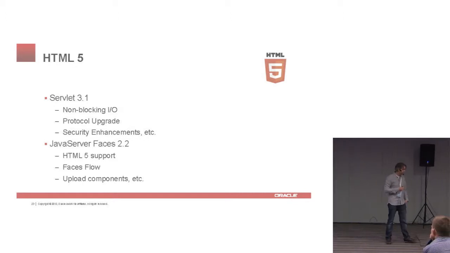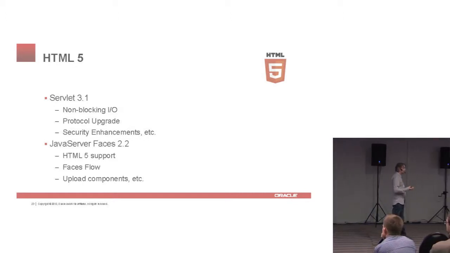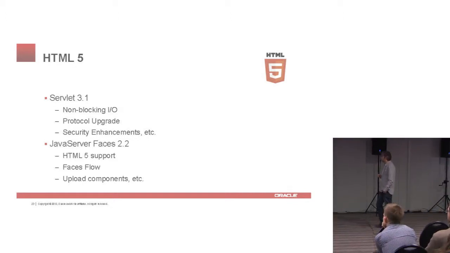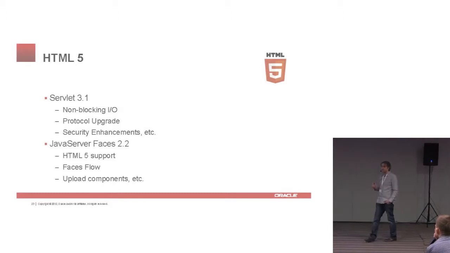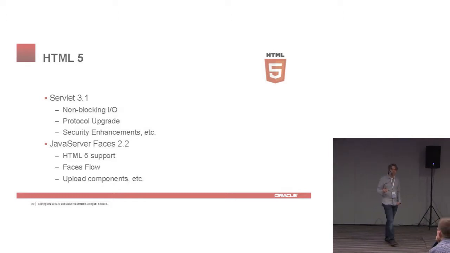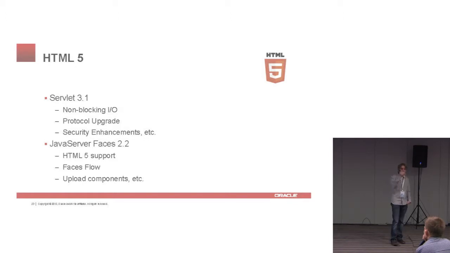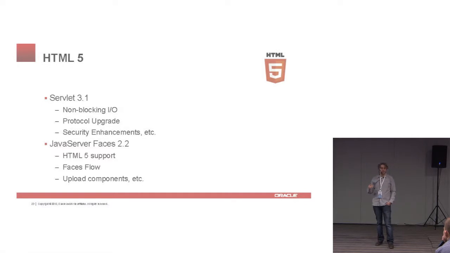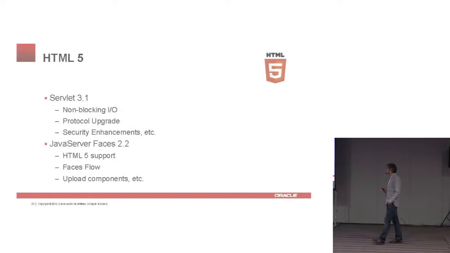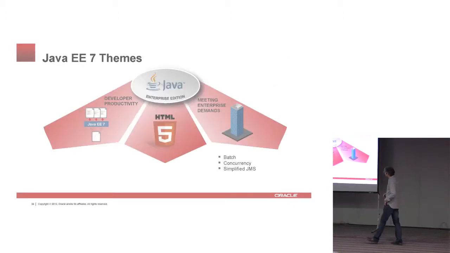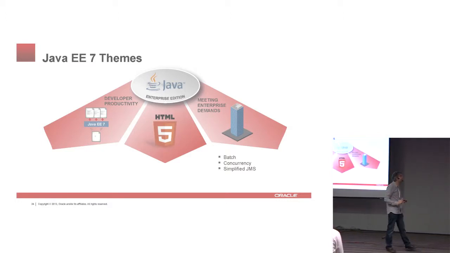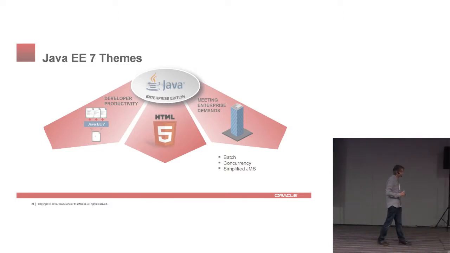JSF 2.2, JavaServer Faces, has also been improved to be more HTML5 friendly. Just to pick one example, JSF 2.2 lets HTML5 attributes pass through. That means that whenever the backend side sends an HTML5 attribute, JSF will not try to interpret it. It will let it pass through so that the browser can handle it directly. So that was some of the enhancements that have been done in Java EE 7 on the HTML5 front.